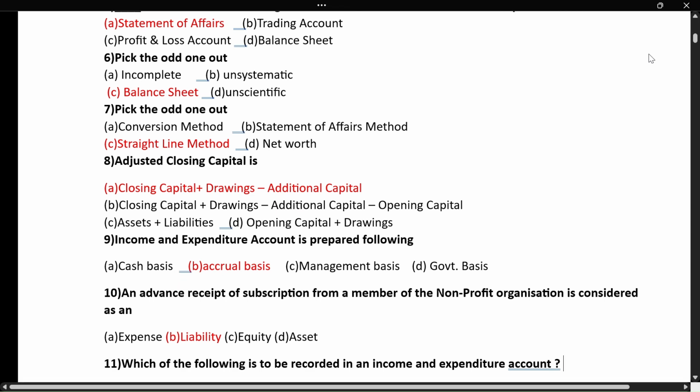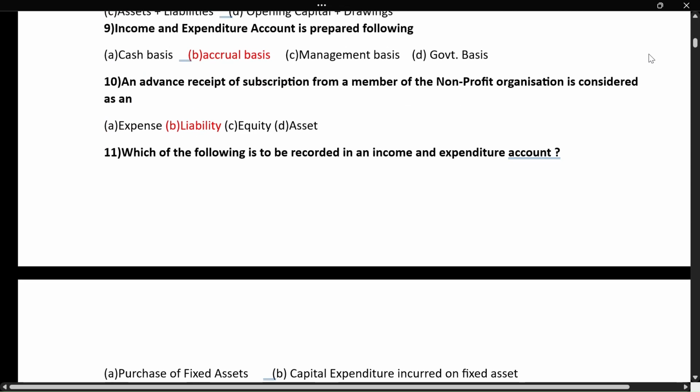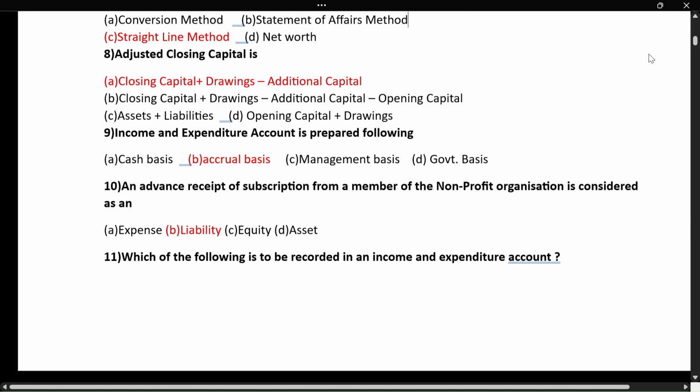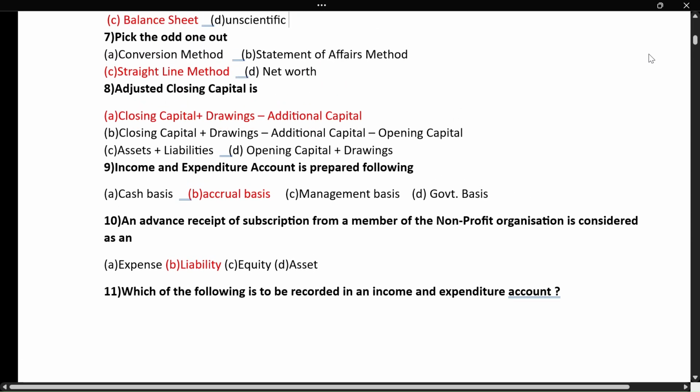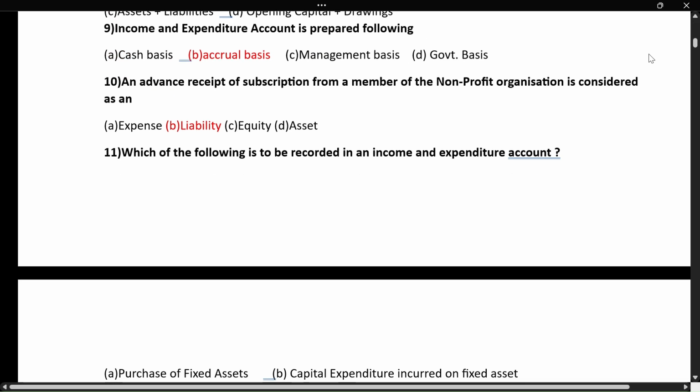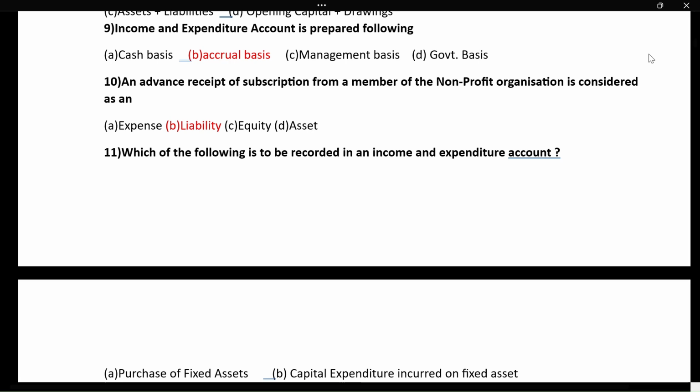Pick the odd one out: balance sheet. Pick the odd one out here: straight line method. Adjusted closing capital is closing capital plus drawings minus additional capital. Income and expenditure account is prepared following accrual basis. An advance receipt of subscription from a member of the non-profit organization is considered as a liability.